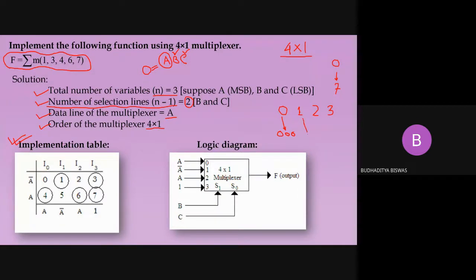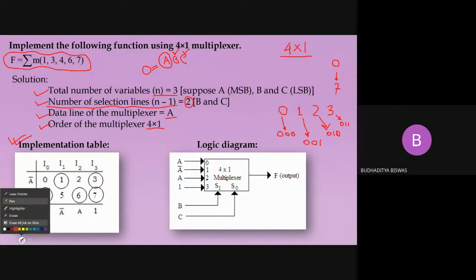Now what is 1? 0, 0, 1. So A is here 0. What is 2? 0, 1, 0. What is the value of A here? 0. Very good. And what is 3? 0, 1, 1. So here you see that from 0, 1, 2, 3, all these minterms, A is considered as 0. The value of A is 0 in these 4 minterms. Understand now? Yes sir, got it.